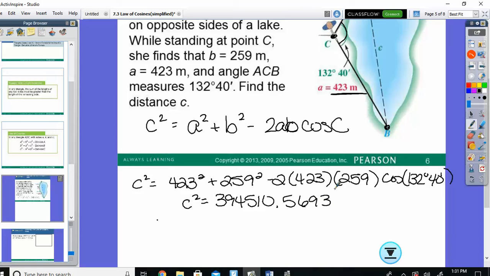Okay, how do I solve for C then? Square root. Normally with a square root you would do plus and minus, but if we're talking about a side in a triangle, we're not going to have a negative distance between 2 points. So we get 628, all these rounded to 3 significant digits, so 628 meters. All right, any questions there?